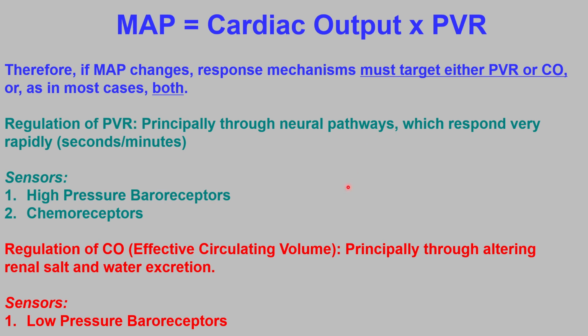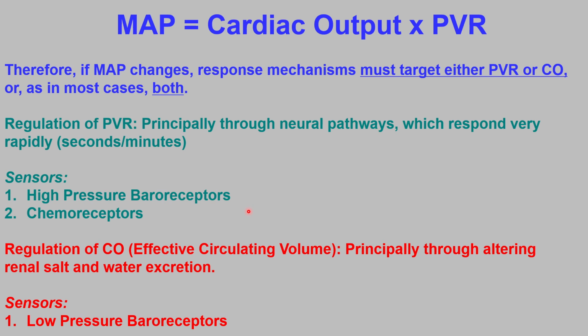Now, if you look at peripheral vascular resistance, this is principally regulated through neural pathways because they respond very rapidly, within seconds and minutes. They affect the diameter of small blood vessels through vasoconstriction or vasodilation, and therefore immediately change the peripheral vascular resistance. Now, the sensors for these changes through the neural pathways are what we call high-pressure baroreceptors and chemoreceptors that are located in the carotid circulation, and we will discuss those in a minute.